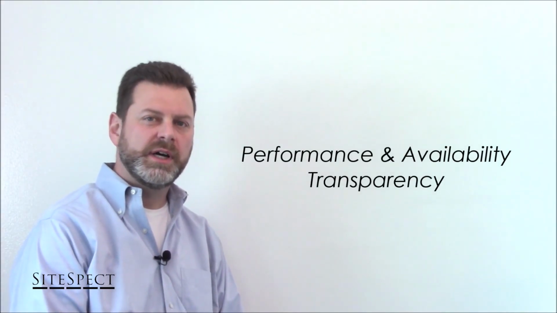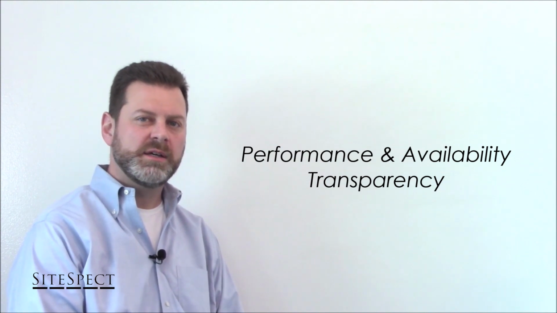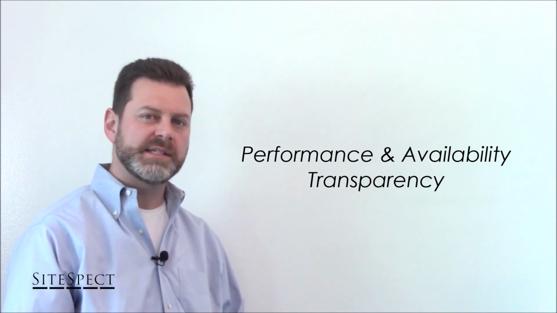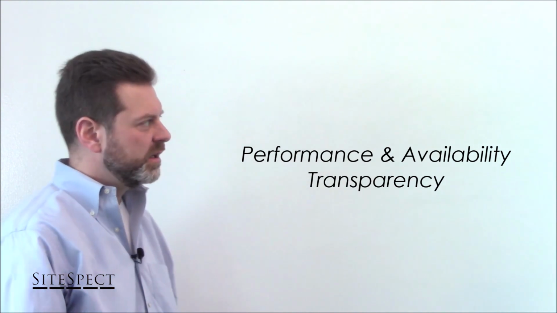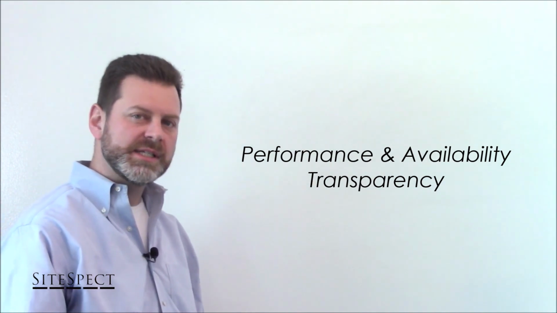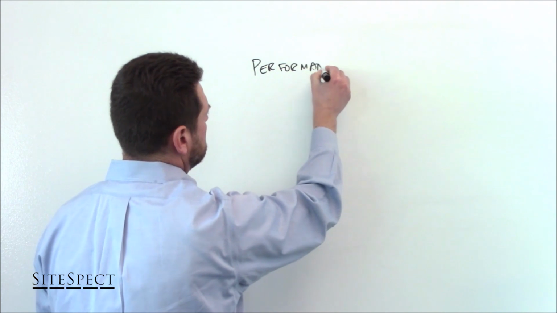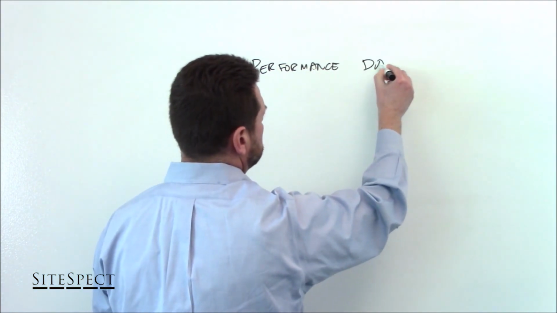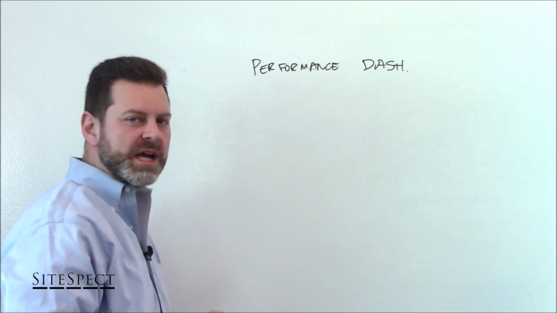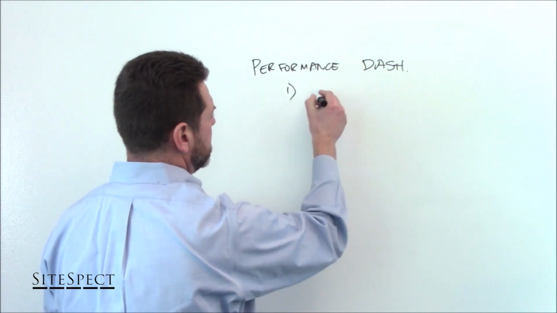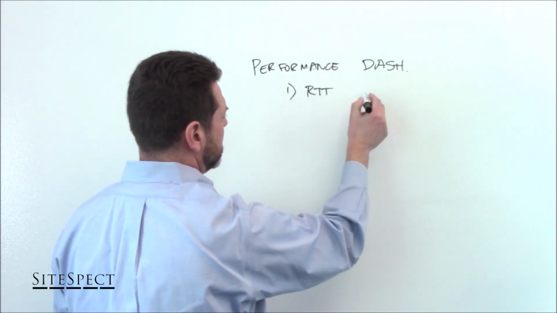So we'll just take a minute and talk about performance and how we make the performance information that we collect transparent to you, as well as general status information about the SiteSpect Cloud. Now, all SiteSpect Cloud customers automatically get a performance dashboard within the product. The performance dashboard is measuring two key things for you. Number one, it is the round trip time between SiteSpect and your origin.